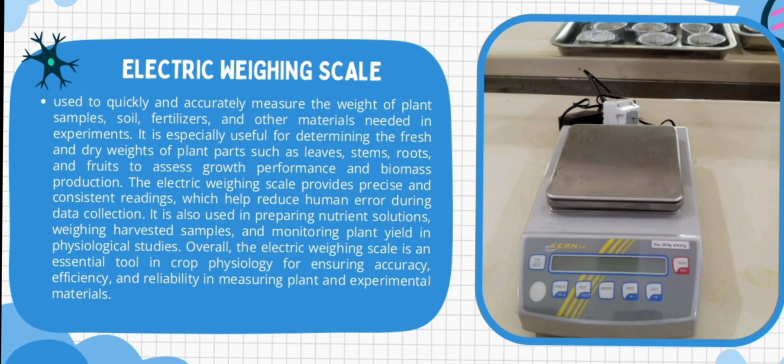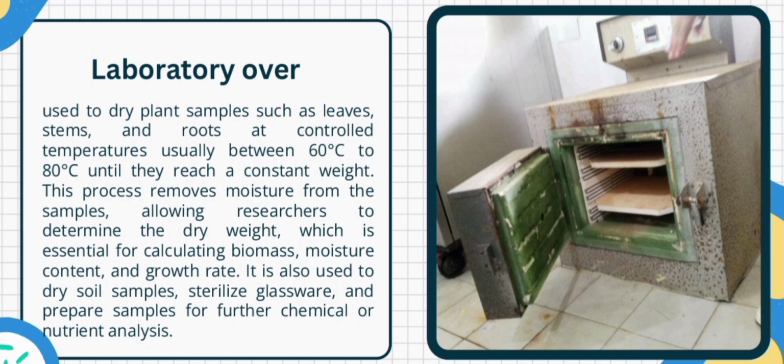The electric weighing scale provides precise and consistent readings, which help reduce human error during data collection. It is also used in preparing nutrient solutions, weighing harvested samples, and monitoring plant yield in physiological studies. Overall, the electric weighing scale is an essential tool in crop physiology for ensuring accuracy, efficiency, and reliability in measuring plant and experimental materials. Laboratory oven.